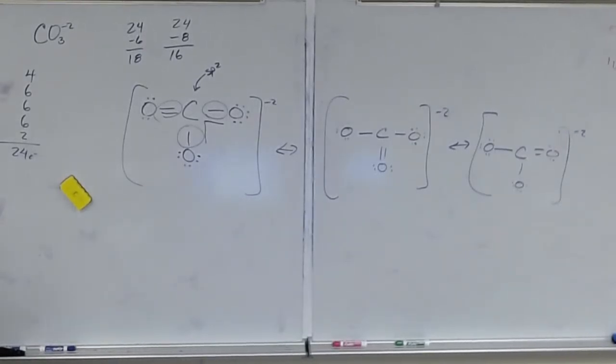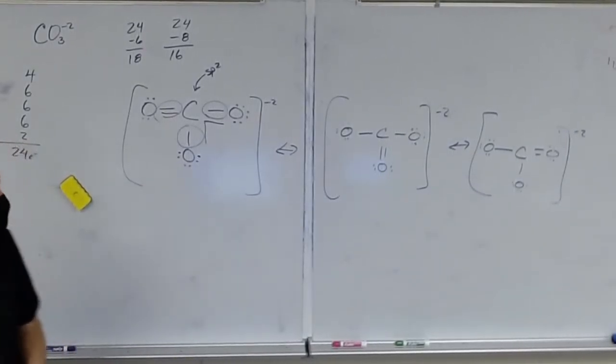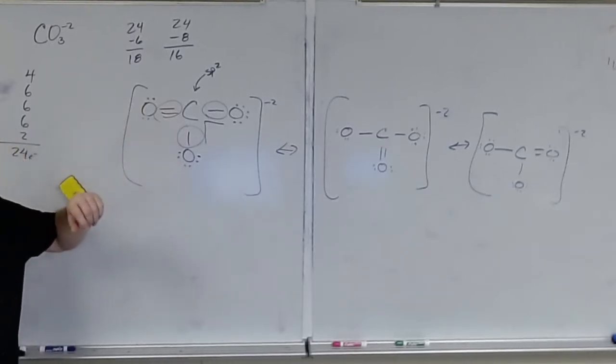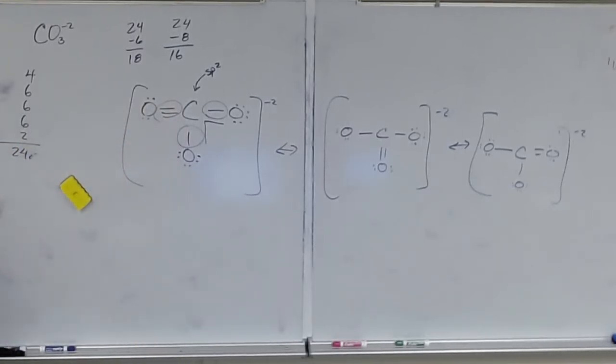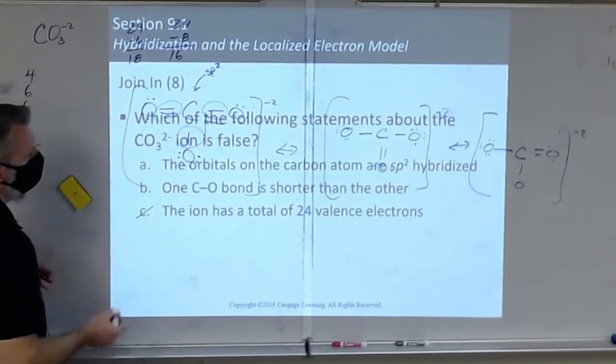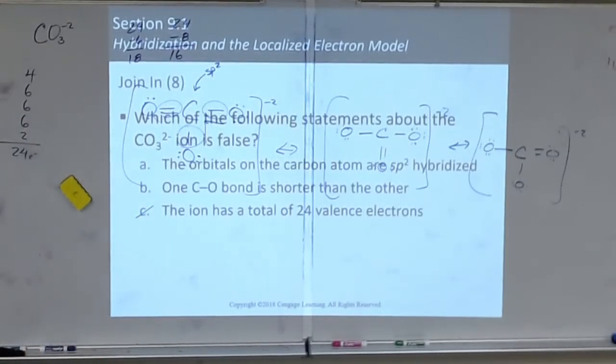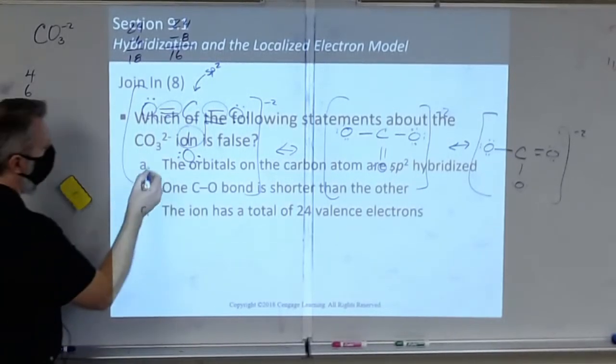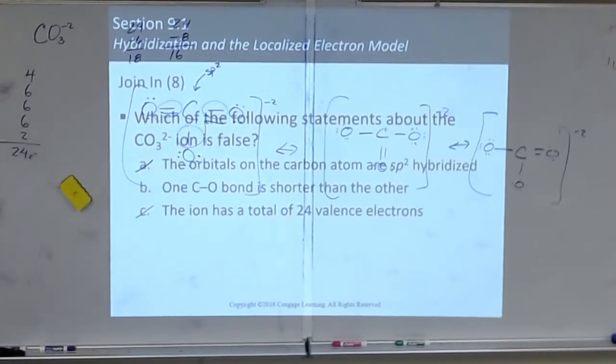No shame about it, Jessica. Yeah, they're going to be equal distance. All right. You good with that? Yeah. So the questions, I think one of them was, it had 24 electrons. Is that true? Yes. Okay. Yeah, so the ion has a total of 24 valence electrons. It does, in fact. The orbitals on the carbon are sp2 hybridized. Do you all agree with that? That's true.